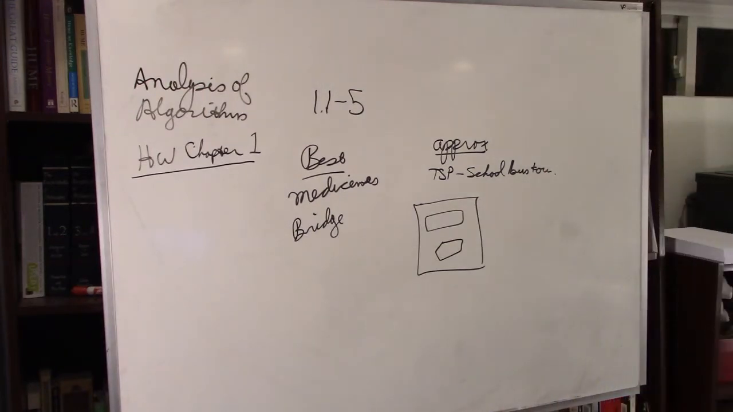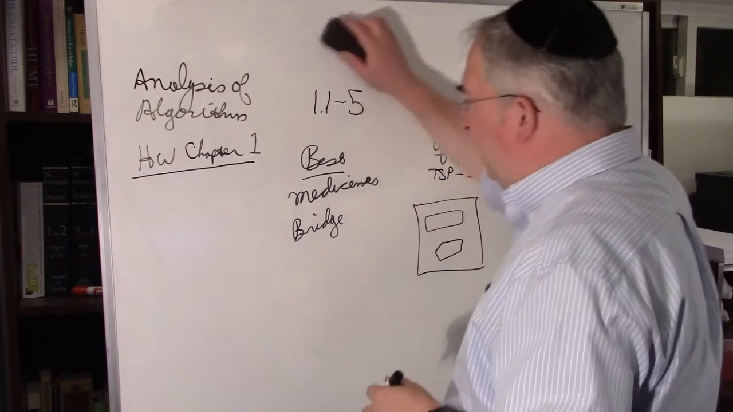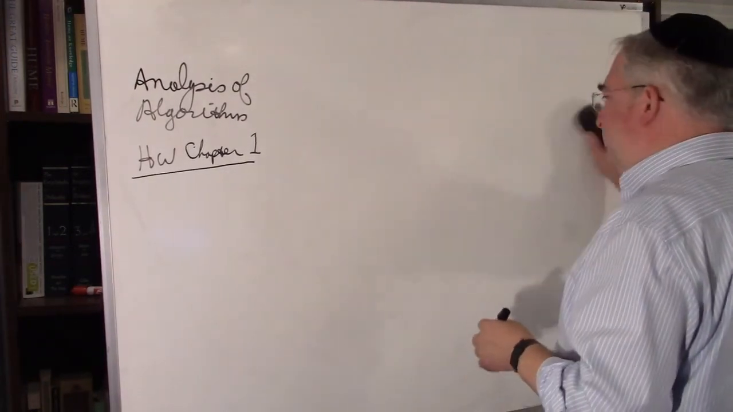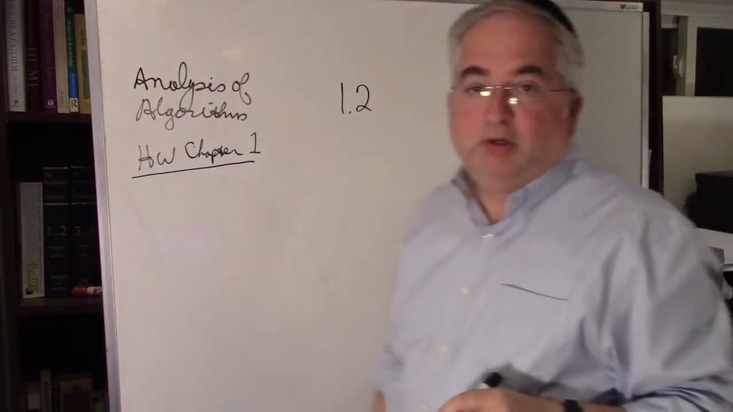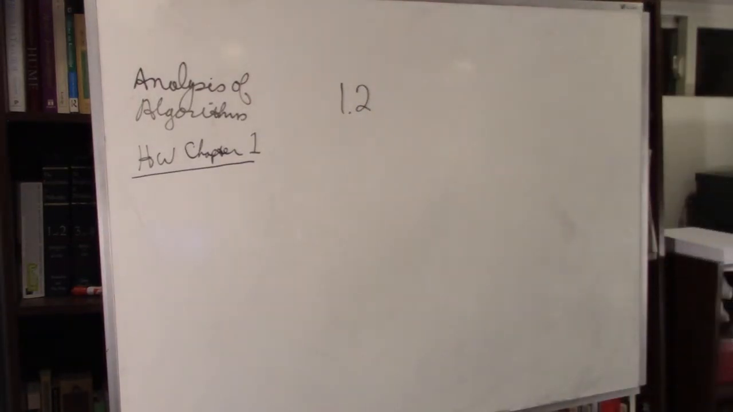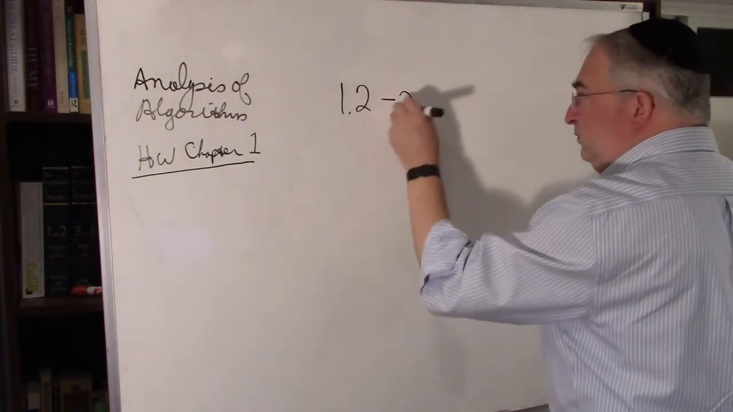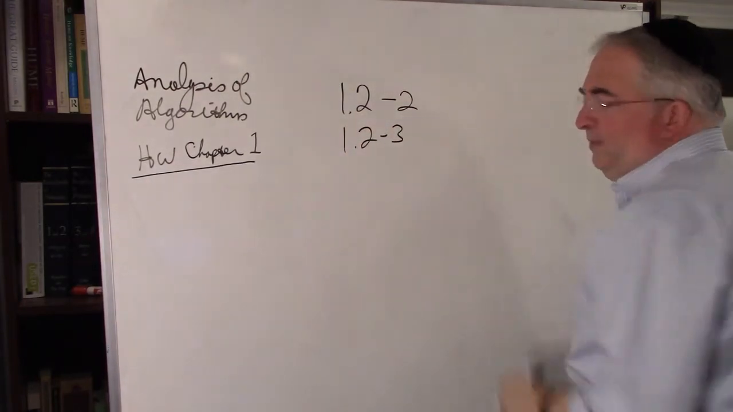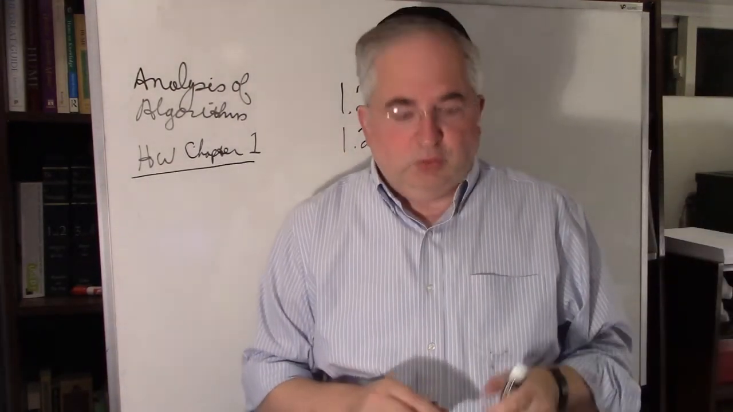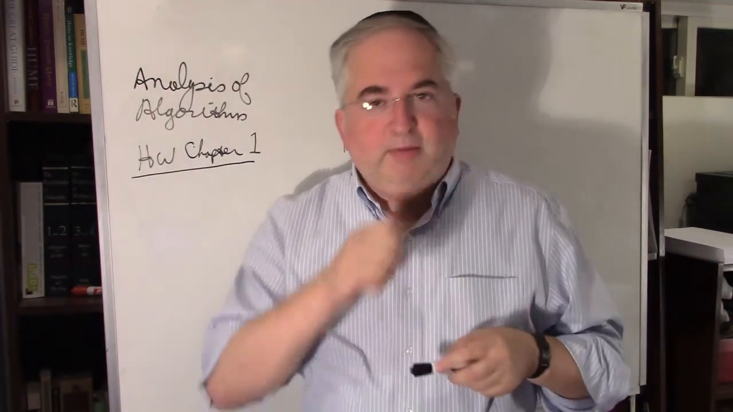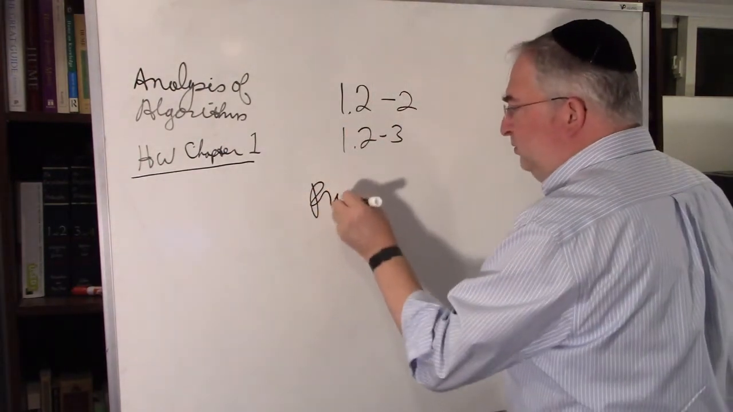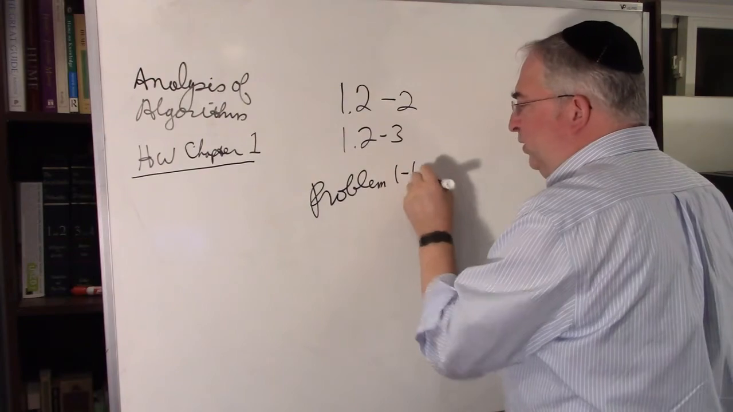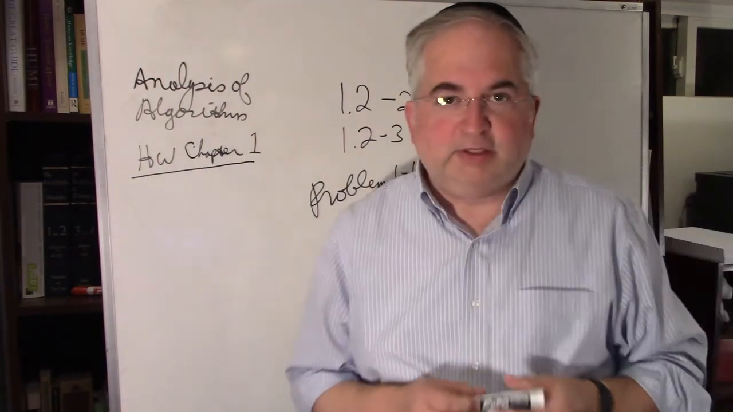Okay, so that is the end of the problems in section 1.1. In section 1.2, there are two problems, and we'll go through them. So we're going to do problems number 2 and 3. I'm going to do it on Excel, and so you'll see it there. And then there's a problem at the end of the chapter, which we'll do. So this is problem 1-1. Okay, so that takes care of this video.